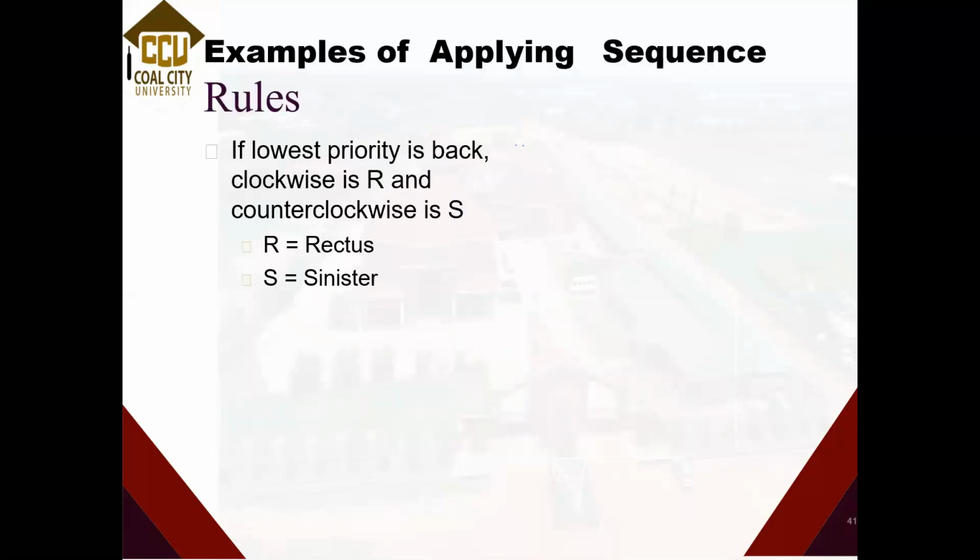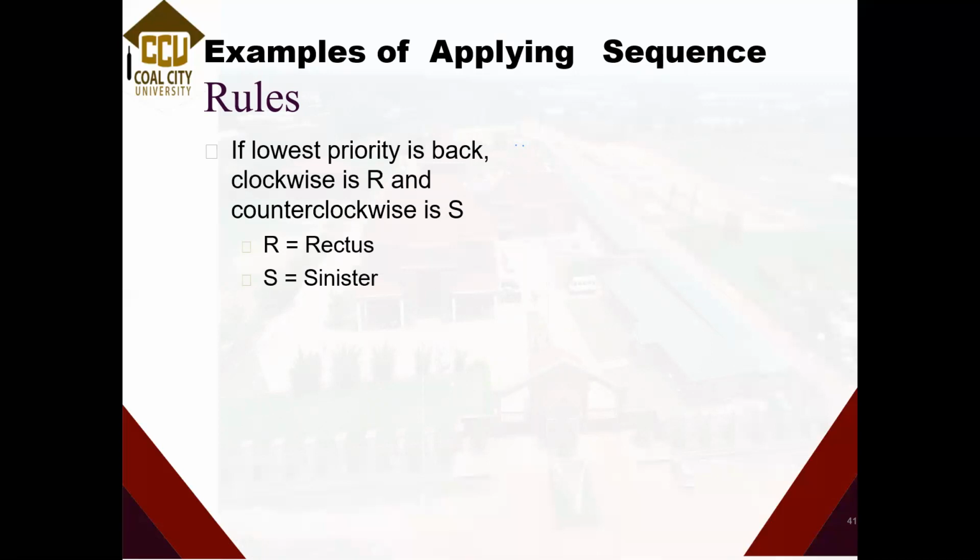Example of applying sequence rules. If the lowest priority is back, then clockwise is R and counterclockwise is S. So once you have established the fact that the lowest priority is pointing away, then once it is turning clockwise, it is R. Once it's counterclockwise, it is S.